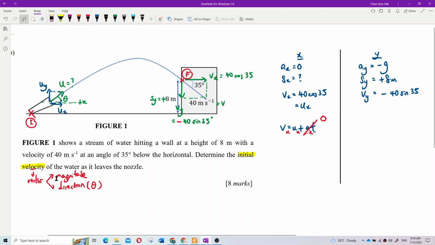So we got the ux already. The question asks for initial velocity, that means it asks for u. We already get the ux component; now we need the uy. Our ux is equal to vx, which is 40 cos 35. Make sure your calculator is in degree mode. I calculated 32.766 meters per second.